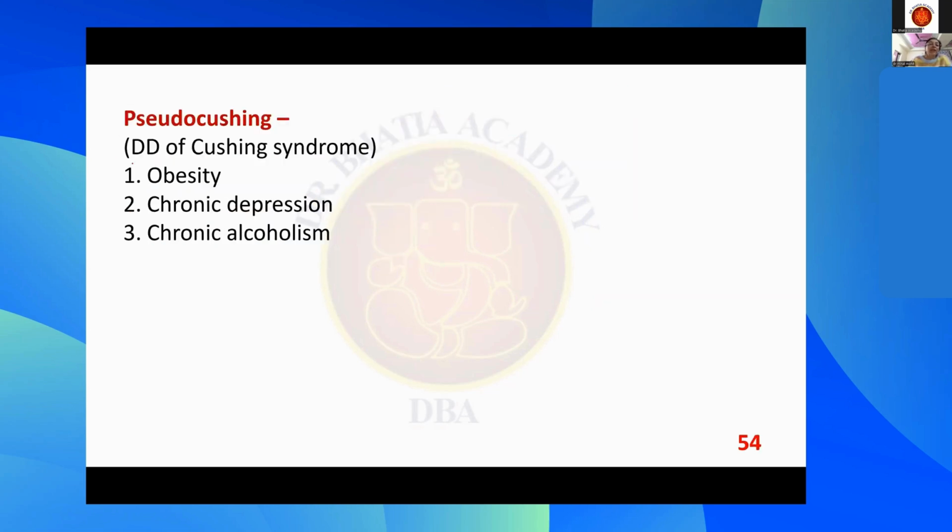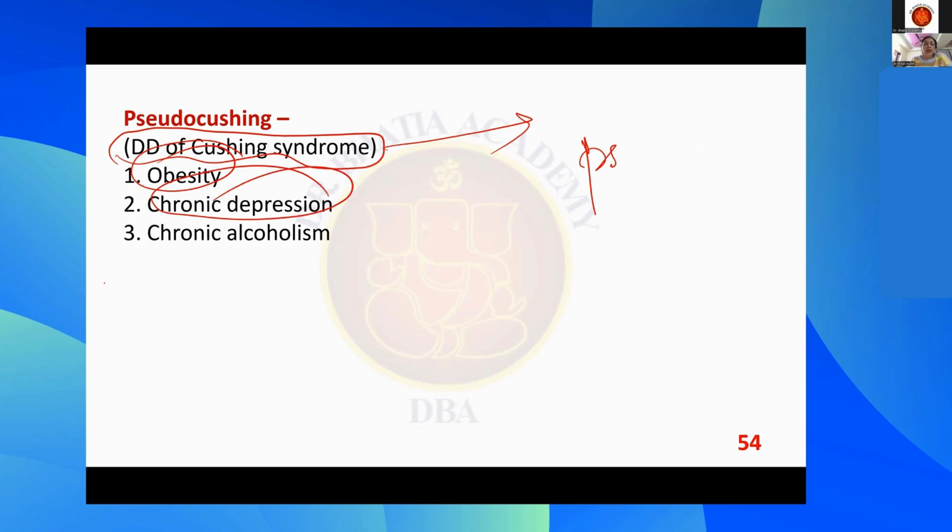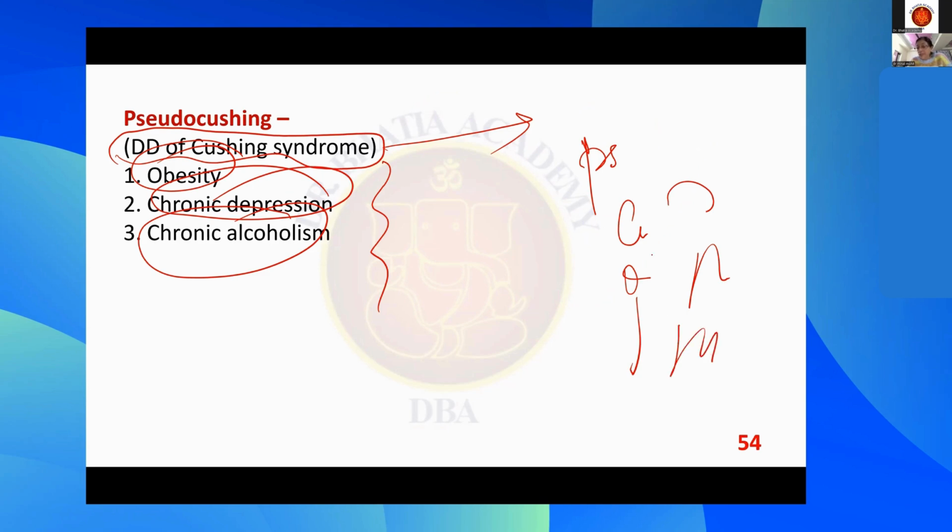Now, one important differential of Cushing's, which you should always know, is pseudo-Cushing's. What is pseudo-Cushing's? Excessive obesity, chronic depression, and chronic alcoholism. These three will give you a clinical picture of Cushing's, that is obesity, humps, stria, myopathies, hypertension, hyperglycemia. So this will be a picture of pseudo-Cushing's.